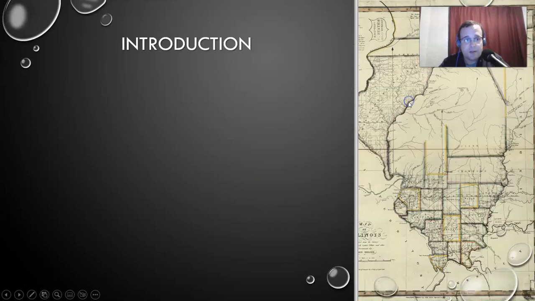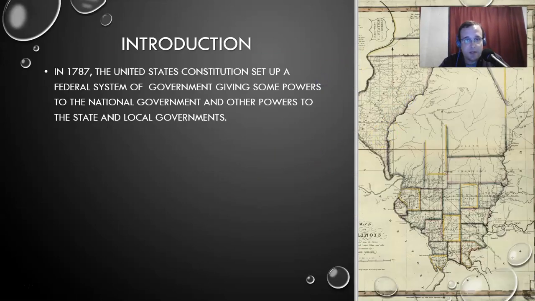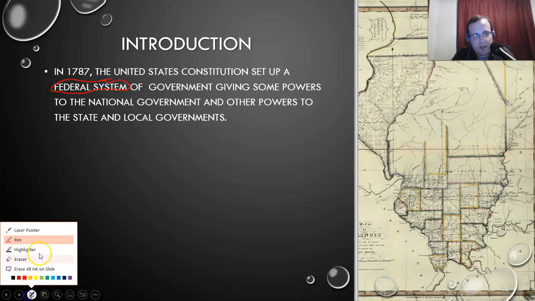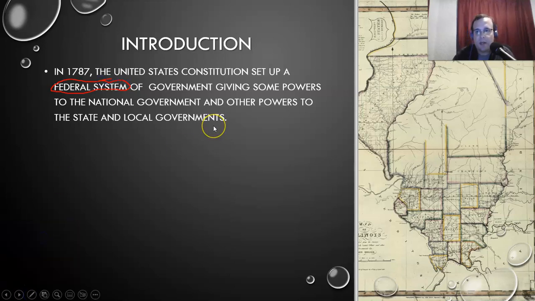So the Illinois Constitution. In 1787, way back when, the United States Constitution set up a federal system of government. We're going to go over this if you're in the in-person class. And if you're not, you should already know what this is. But that would certainly be a test question. Of government giving some powers to the national government and other powers to the state and local governments.